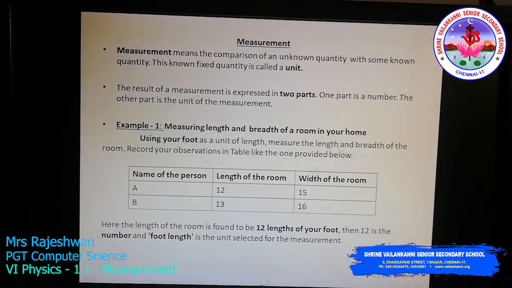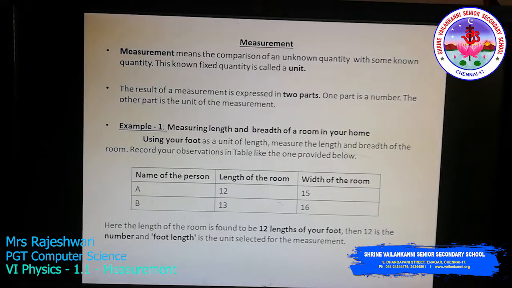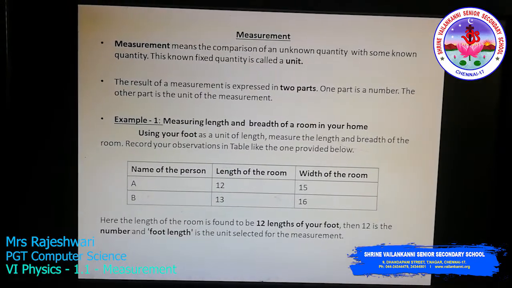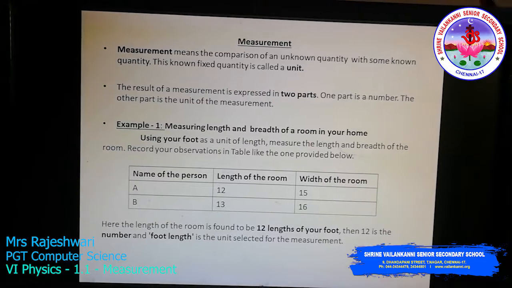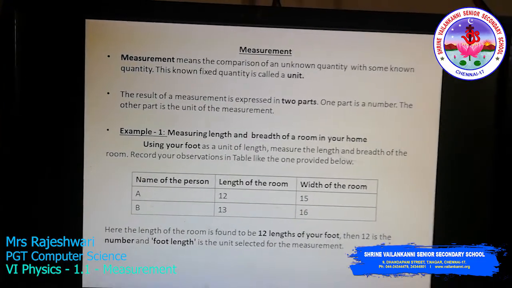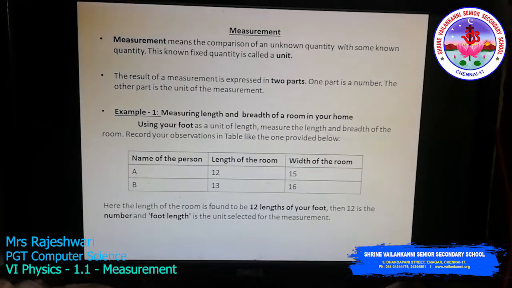Here the length of the room is found to be 12 lengths of your foot. Then 12 is the number and foot length is the unit selected for the measurement. That is, 12 is the number of footsteps, and the foot length which you have used for measuring the length of your room is the unit selected for the measurement. I hope you understood this example.